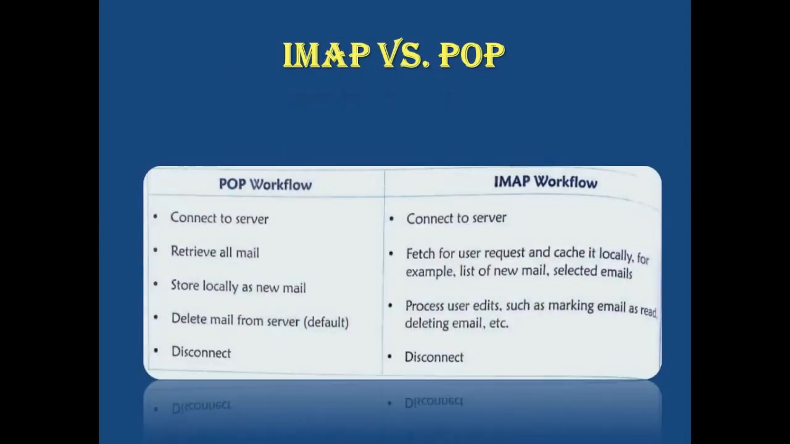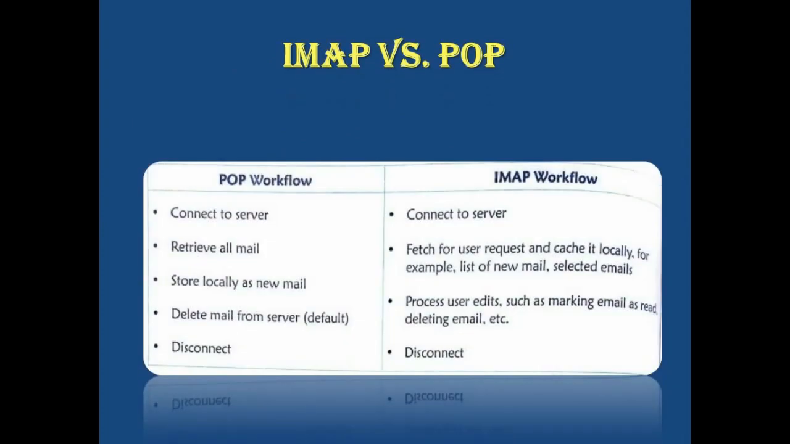If you see the differences, the POP workflow connects to the server. IMAP also connects to the server. POP retrieves all the mail, but IMAP fetches only on user requests and caches it locally, for example, the list of new mail. So whenever you get a new mail, it will show in your local client. In POP, it is stored locally as a new mail. In IMAP, it processes user edits such as marking email as read, deleting email, etc. And in both POP and IMAP it then disconnects.